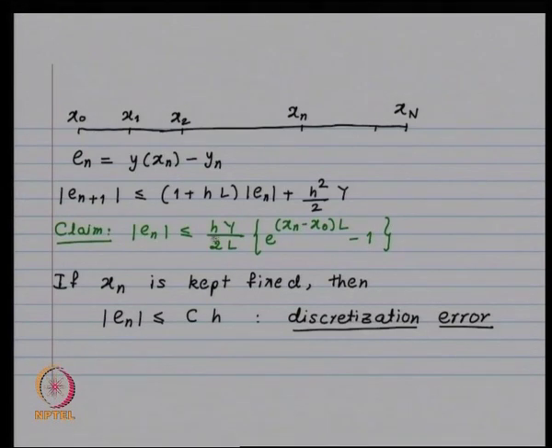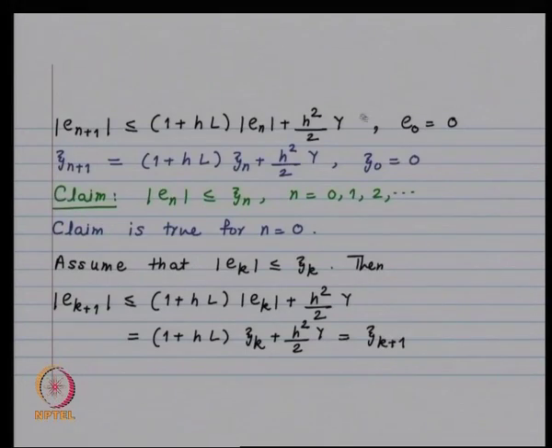So, that is what I was saying, that the local discretization error is of the order of h square, but the total error is going to be of the order of h. So, this is the result we are going to prove. So, we have got this estimate, E 0 is equal to 0.